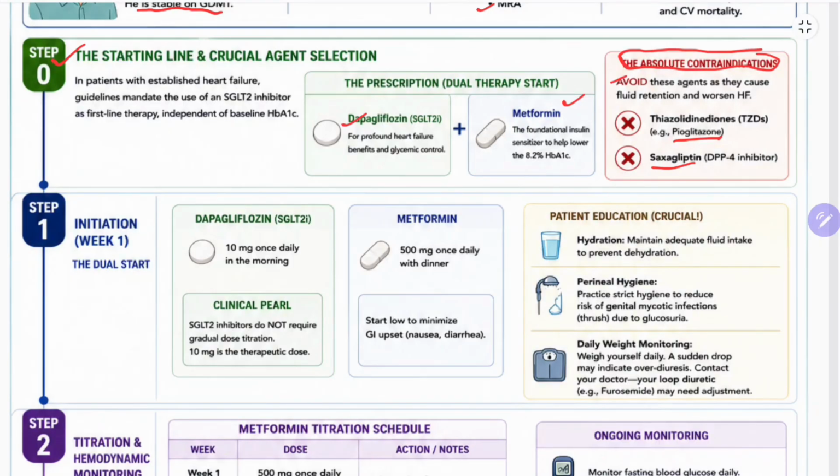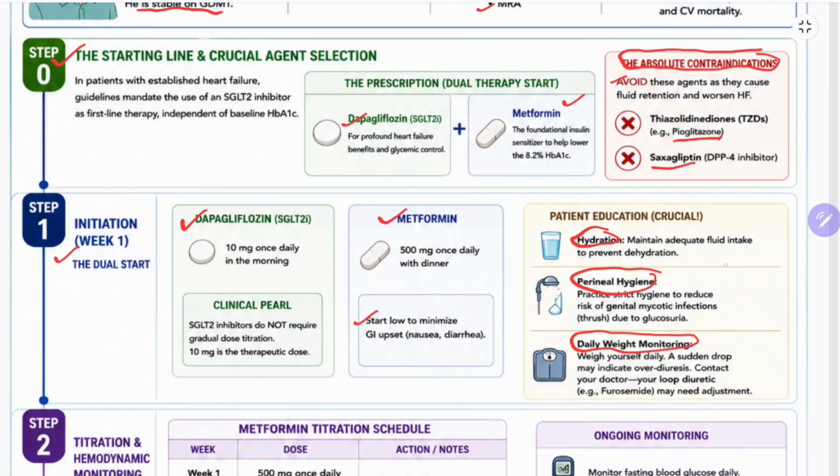Now coming to initiation, week 1. So start combined: dapagliflozin 10 mg once daily in the morning, metformin 5 mg once daily with dinner. Start low to minimize GI upset, nausea and diarrhea. Instructions to be given: hydration, perineal hygiene, daily weight monitoring. Okay. A sudden drop may indicate over diuresis. If the weight drops suddenly, that may indicate over diuresis. Okay.